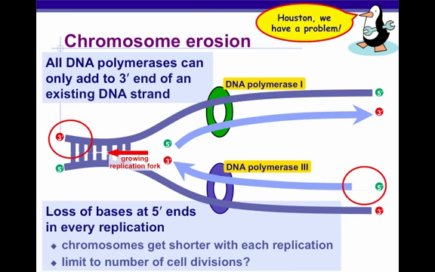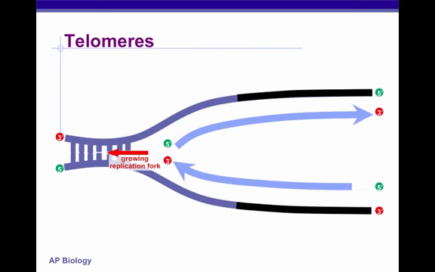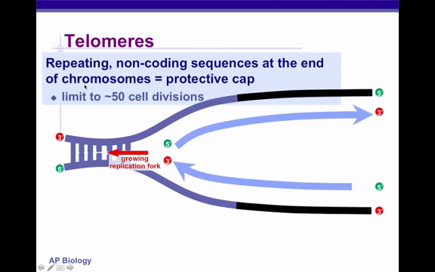So, kind of a problem. So how has evolution sort of adapted to this problem? Well, let's look. We have something here called telomeres. So telomeres are repeating non-coding sequences at the end of the chromosomes. Essentially, they are a protective cap.